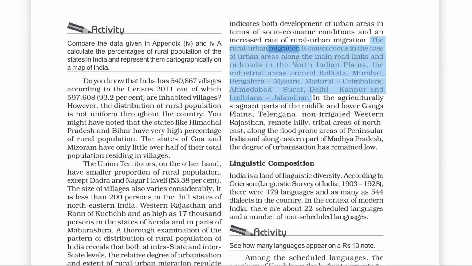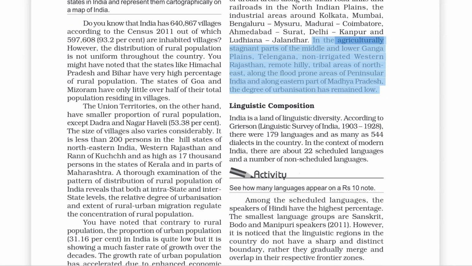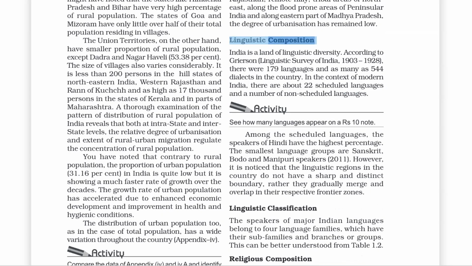The rural-urban migration is conspicuous in the case of urban areas along the main road links and railroads in the North Indian plains, the industrial areas around Kolkata, Mumbai, Bengaluru, Mysore, Madurai, Coimbatore, Ahmedabad, Surat, Delhi, Kanpur, and Ludhiana, Jalandhar. In the agriculturally stagnant parts of the middle and lower Ganga plains, Telangana, non-irrigated western Rajasthan, remote hilly, tribal areas of northeast, along the flood-prone areas of peninsular India and along eastern part of Madhya Pradesh, the degree of urbanization has remained low.